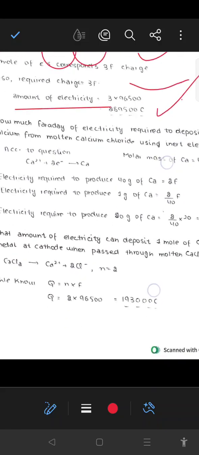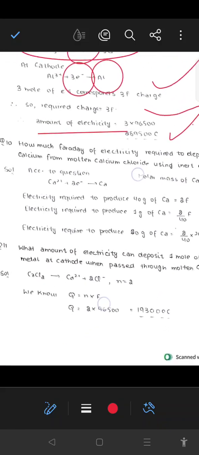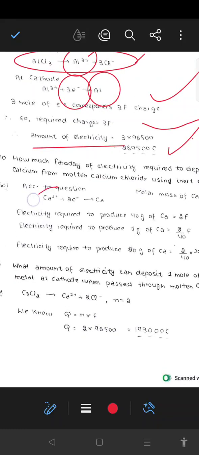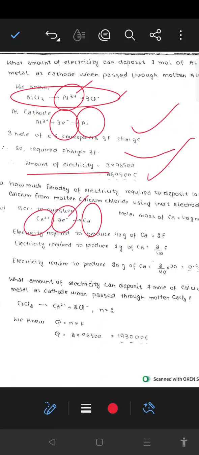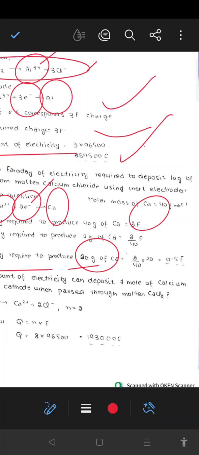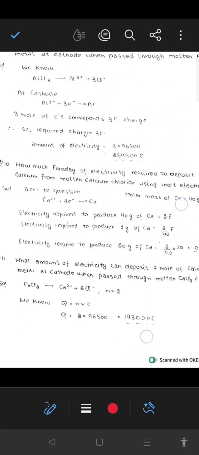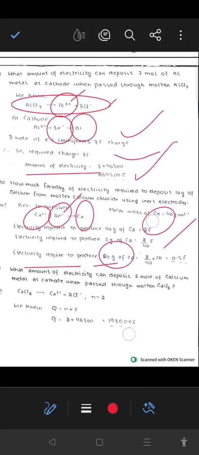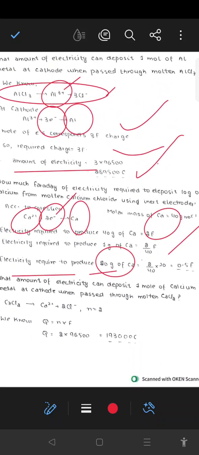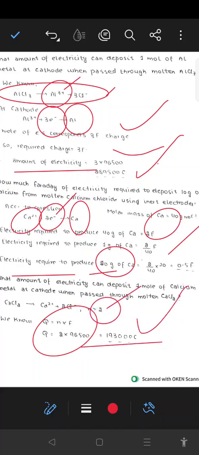Similarly, the next numerical is about calcium, Ca²⁺ changes to calcium. So again 2 Faraday units of charge are used. The electricity required to produce 20 gram of calcium is 2 by 40 multiplied by 20, and that will give the answer. Next, what amount of electricity can deposit 1 mole of calcium metal at the cathode from calcium chloride? Again it is Q equal to nF. The number of electrons is 2, put in the Faraday constant value and solve.